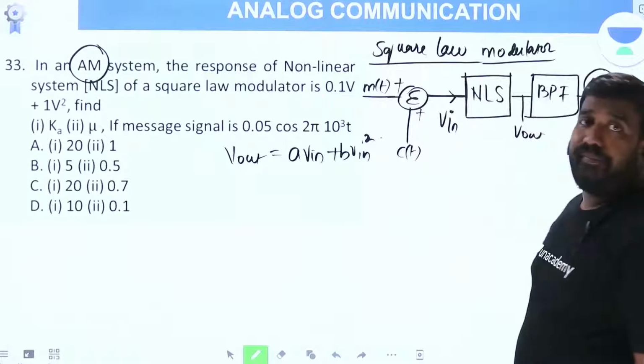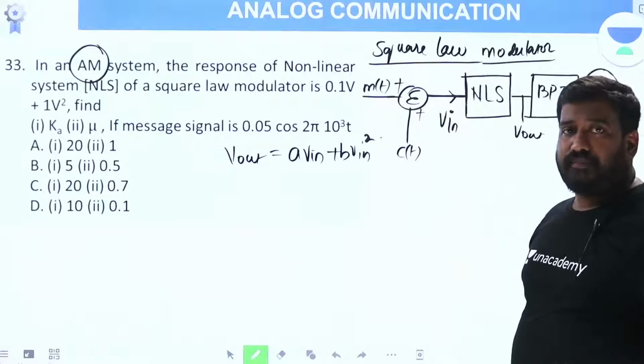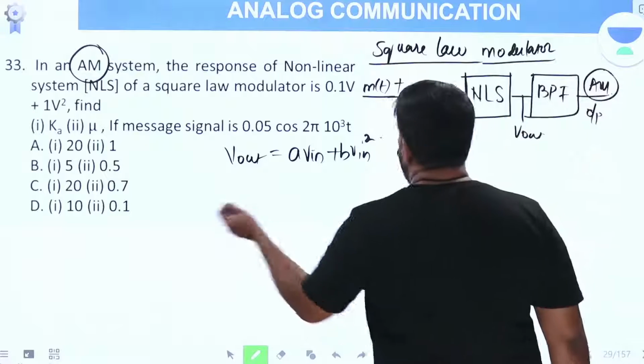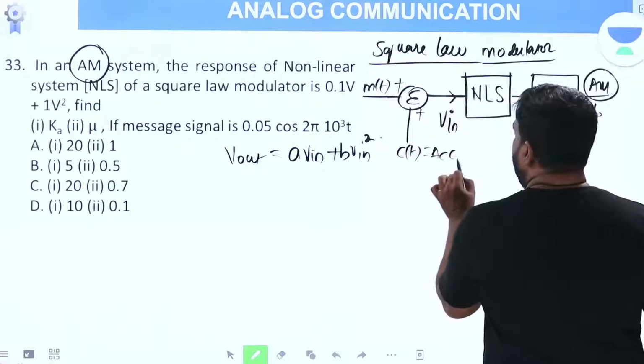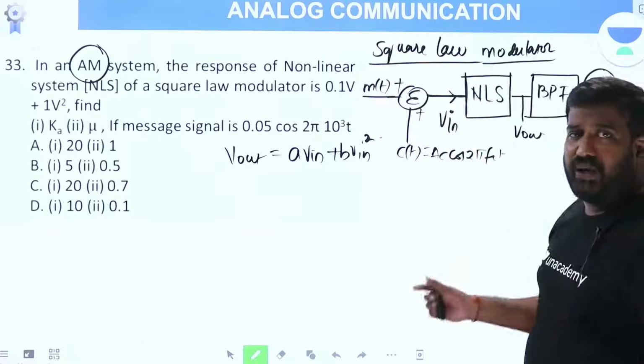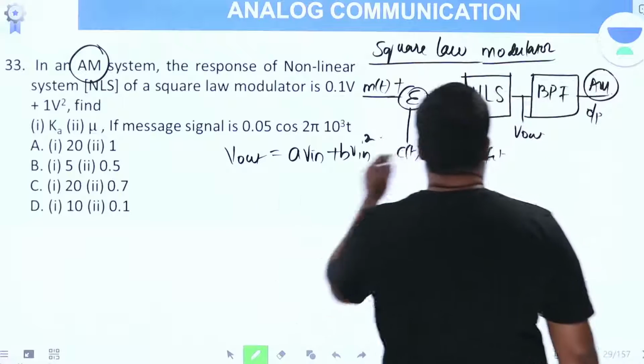A Vin plus B Vin square. Clear? Now, C of t we will substitute as Ac cos 2 pi fc t. Then you go on calculating, you will get the answer. Okay? Now, you will get the output of this square law modulator.